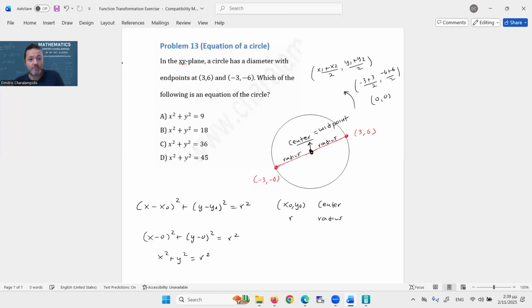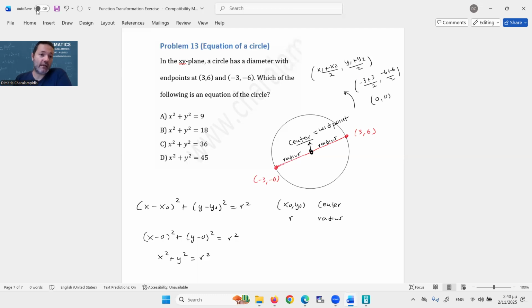Of course, in this particular exercise, the part I did so far would be pointless because all the suggested answers, A, B, C, and D, are of the same form. All of them have 0, 0 as the center, but anyways, this is the process we follow in all these cases. So far, we are certain that x squared plus y squared equals r squared is the form we need to find. What about the radius?